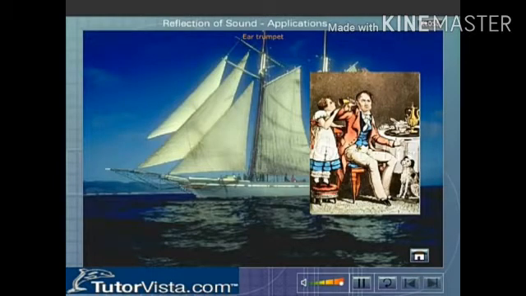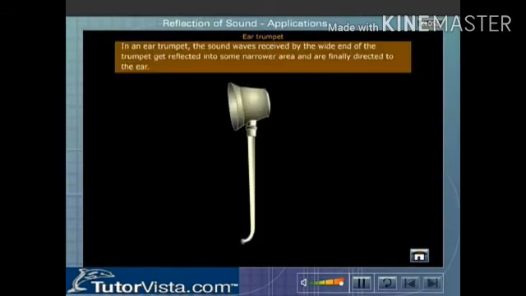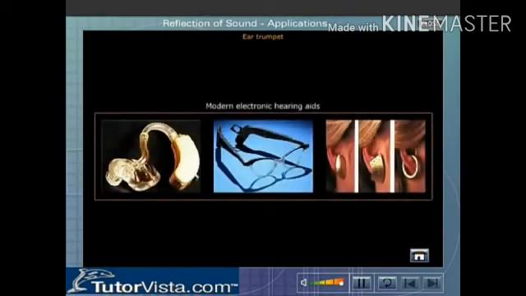This air trumpet has two parts. One is a wide end, another is a narrow end. The sound waves received by the wide end are reflected into the narrow end. This helps to concentrate the sound. That sound enters the eardrum with more intensity. This helps those who have difficulty in hearing to hear clearly.